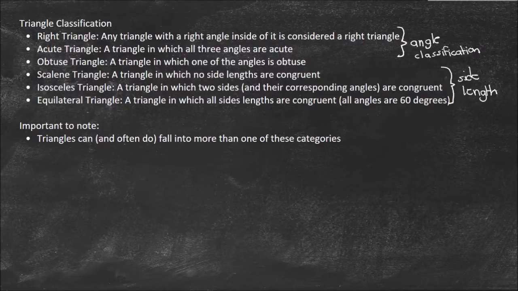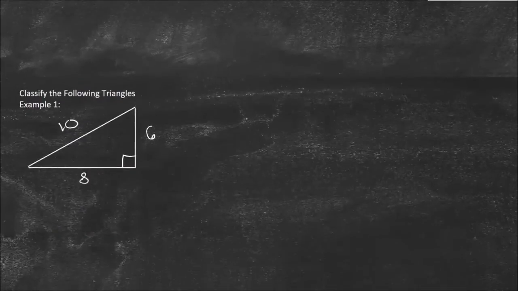So let's get into some practice and see how this actually works. So classify the following triangles. Example 1, we're given a triangle with 3 unique side lengths. They're all different and it has a right angle. So immediately I see the right angle. I'm going to say right triangle. So right triangle, that one's pretty easy.